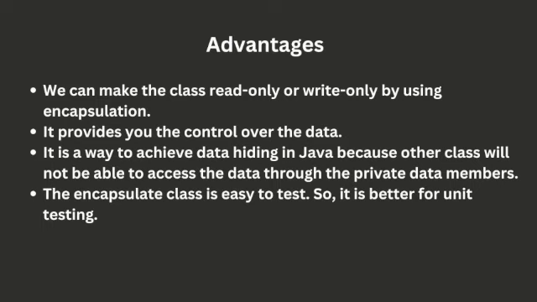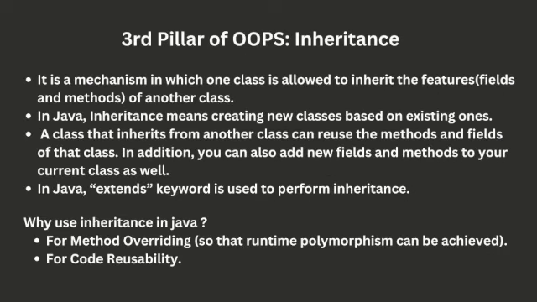What is the advantage of encapsulation? We can make the class read-only or write-only by using encapsulation, as we can keep the access modifiers public and private. It provides us control of the data. It is a way to achieve data hiding in Java, because other classes will not be able to access data through the private data members, as we saw in the previous example. The encapsulated class is easy to test. Also, when we are writing unit test cases, it provides us accessibility to use the private methods there.